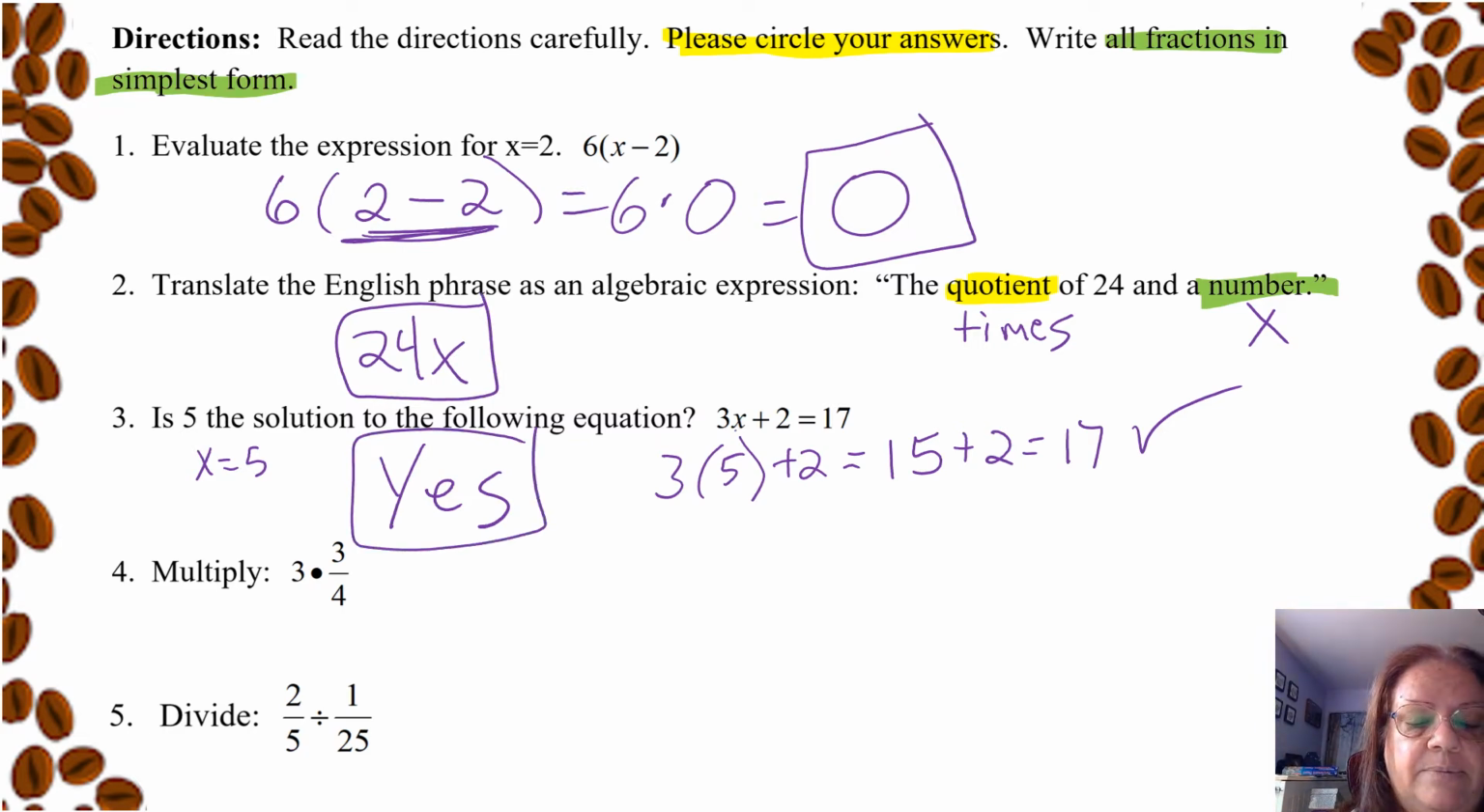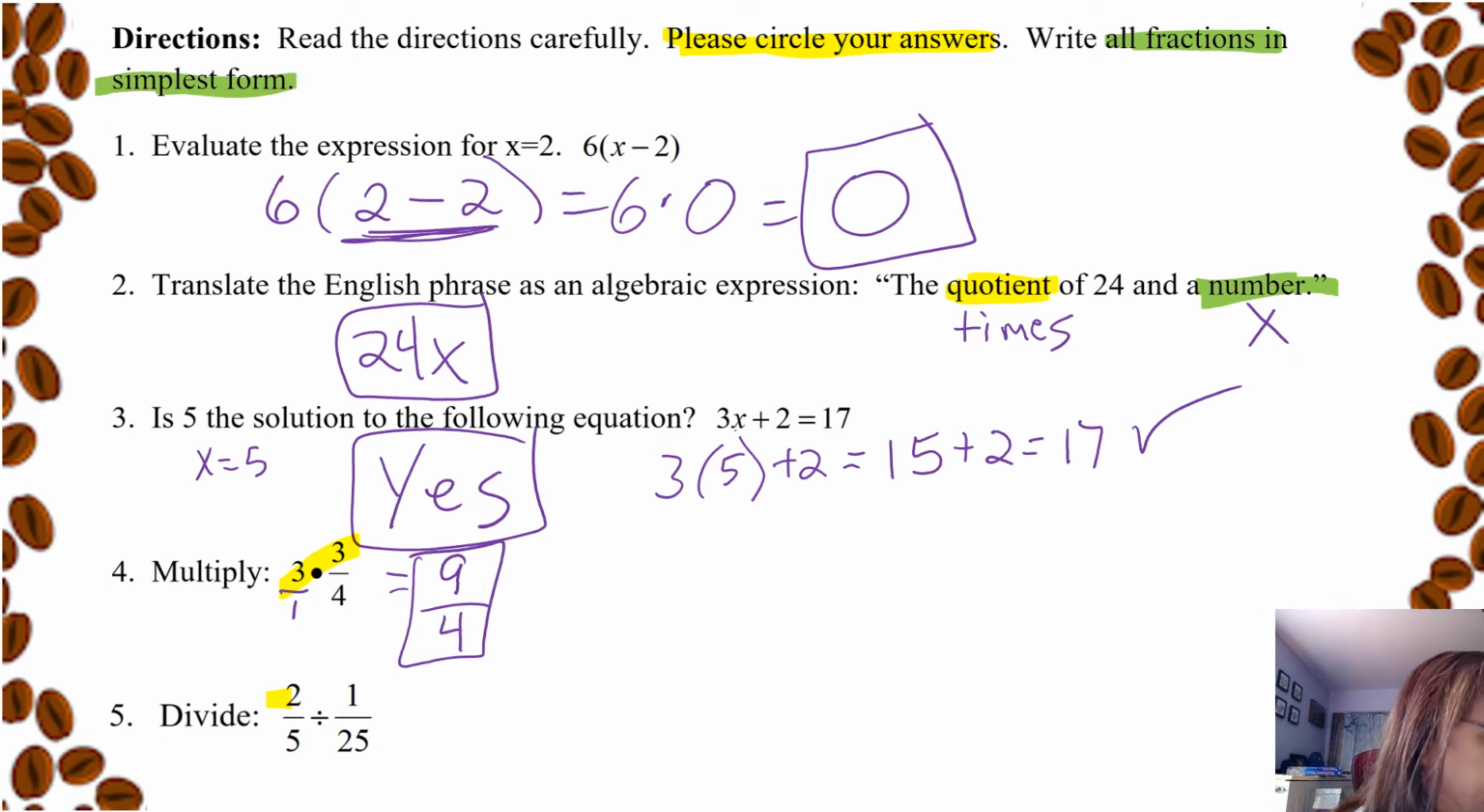Okay, multiply. Now remember, in multiplication, we multiply straight across. Oops, I'm not doing that one. Now remember also that when we have just a constant like this 3, we can put the 1 below. So 3 times 3 is 9. 1 times 4 is 4. Is that simplest form? Yes, it is. So we put a box around it.